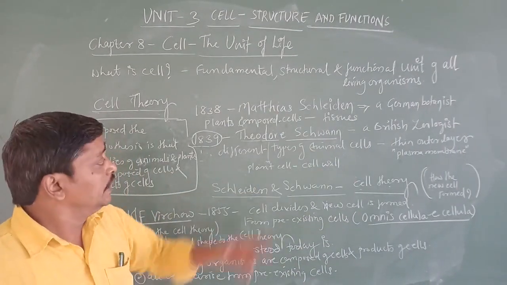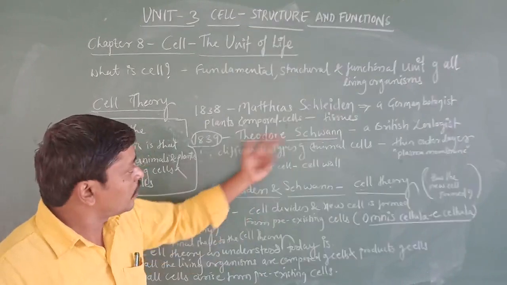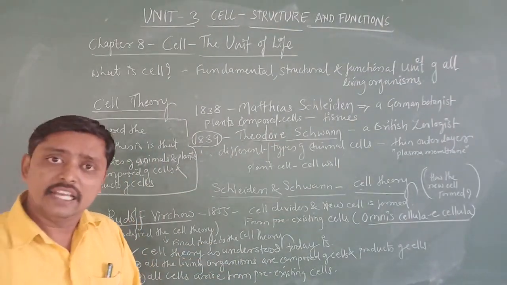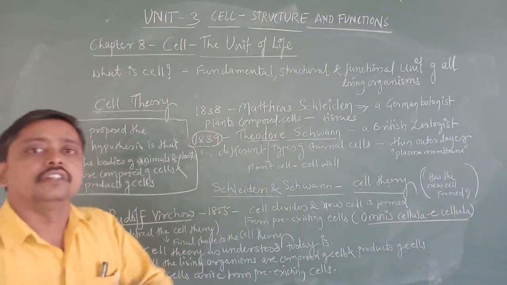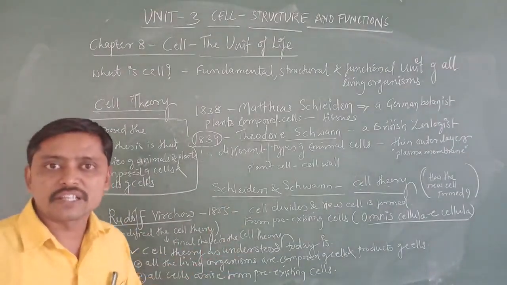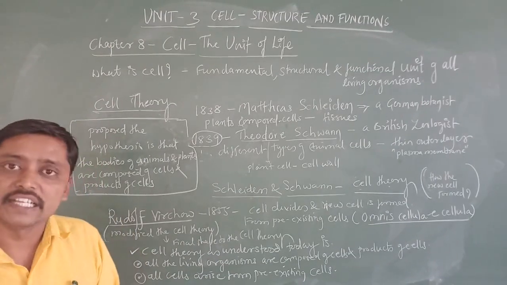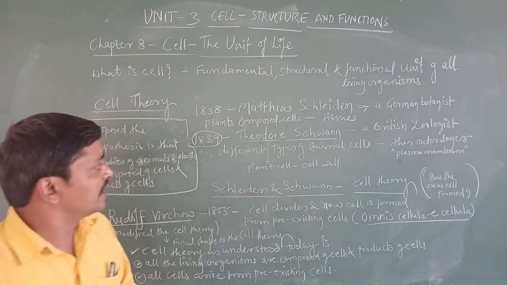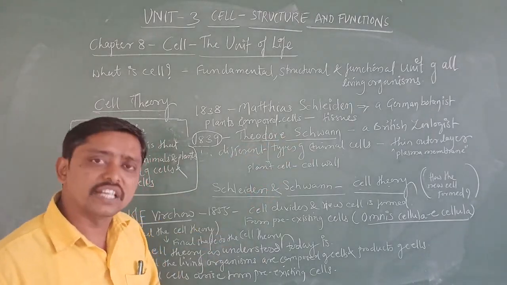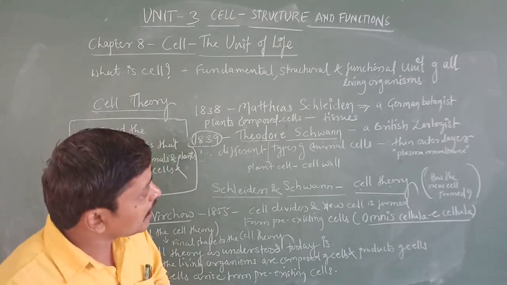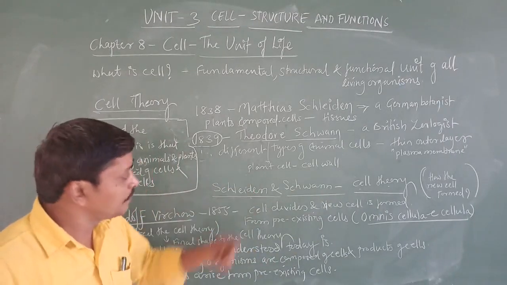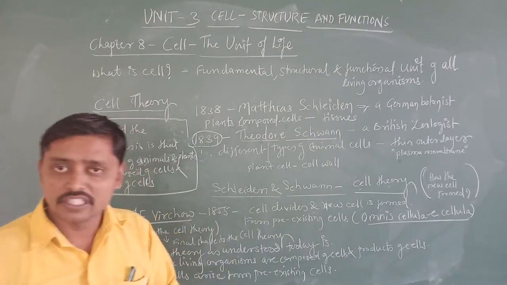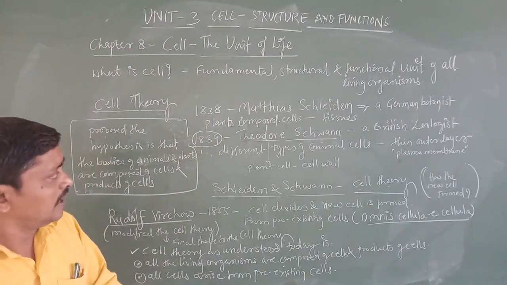Also, Theodor Schwann studied the plant cells, and there in plant cells he observed that the cell wall is present in a plant cell and the cell wall is absent in an animal cell. Understood? So he differentiated: he studied that animal cells have the thin layer, the plasma membrane, and in plant cells he observed the cell wall. Understood?